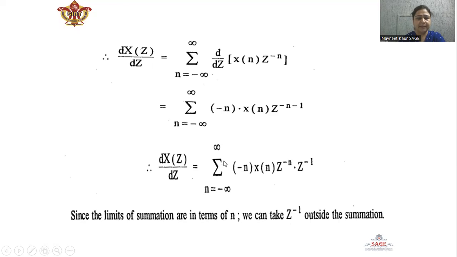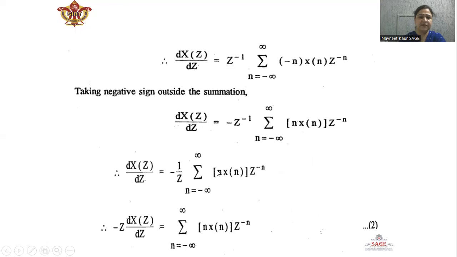Now, I'll take the minus sign out of this summation sign, and here I'll separate the two terms, z^-n and z^-1. Now, z^-1 is independent of the variable n, so I can take it out of the summation sign. The next term will be z inverse, minus, summation of n x[n] z^-n. I have also taken the minus sign outside the summation. Here I'll get n x[n] z^-n.